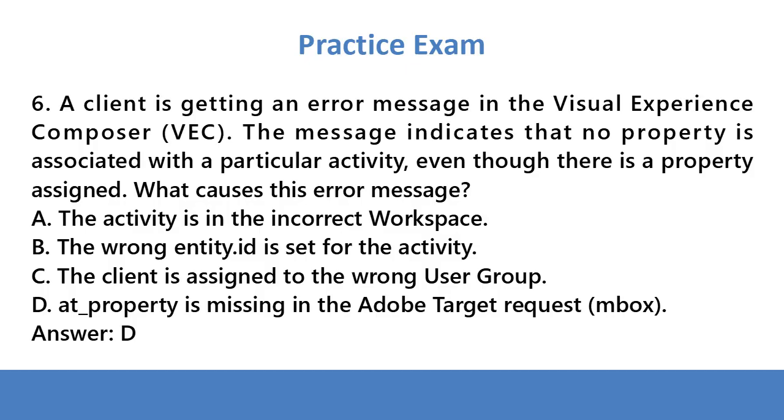6. A client is getting an error message in the Visual Experience Composer, VEC. The message indicates that no property is associated with a particular activity, even though there is a property assigned. What causes this error message? A. The activity is in the incorrect workspace. B. The wrong entity.id is set for the activity. C. The client is assigned to the wrong user group. D. The _property is missing in the Adobe Target request, mbox. Answer: D.